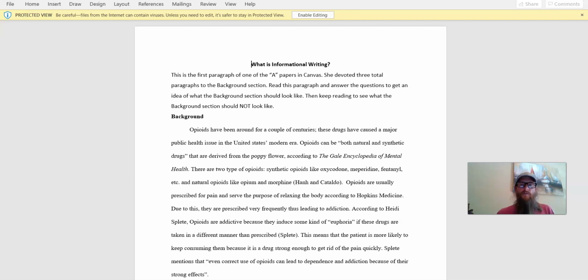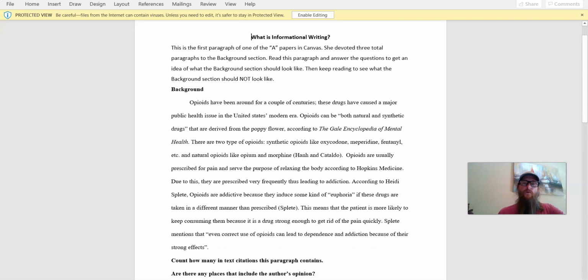I don't remember what her subtopic is because, again, that's driven by what is in the contents of the opinionated article. But let's take a look at this. Now, keep in mind, I've only included one paragraph here. She included 3 paragraphs in her background section. The instructions stipulate that you must have at least 2.